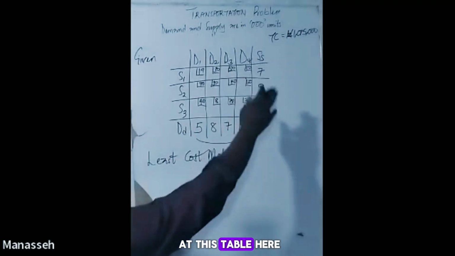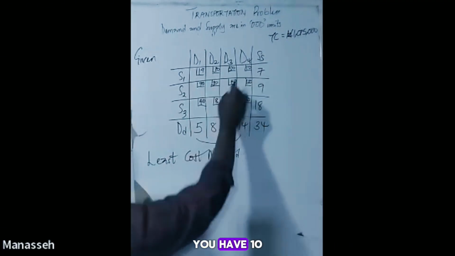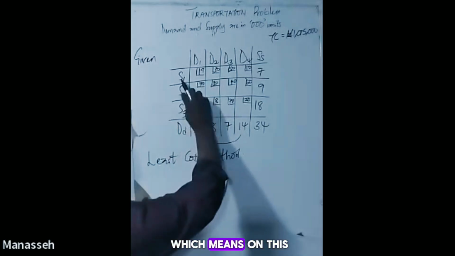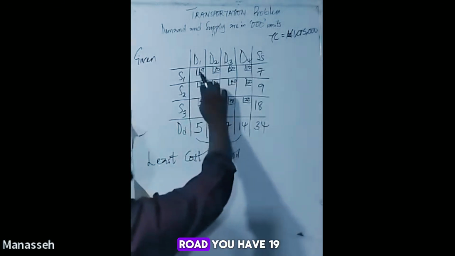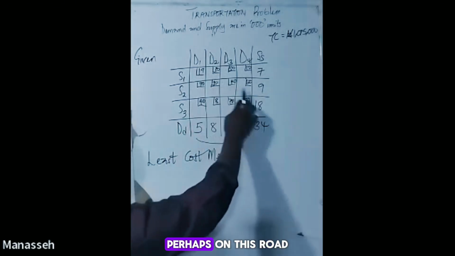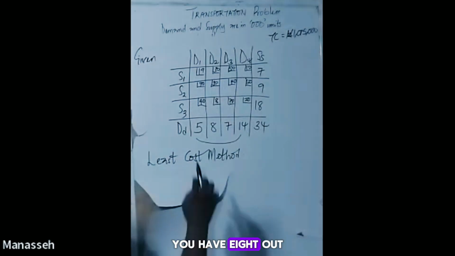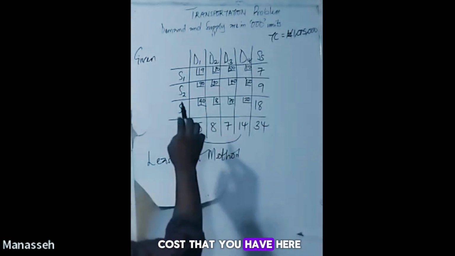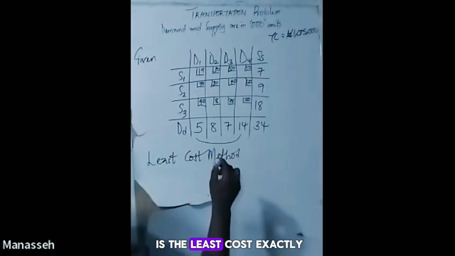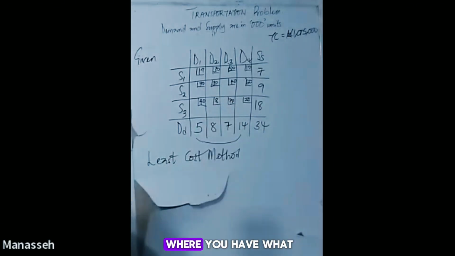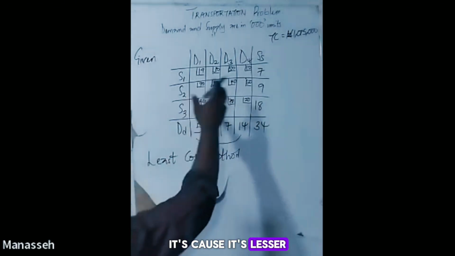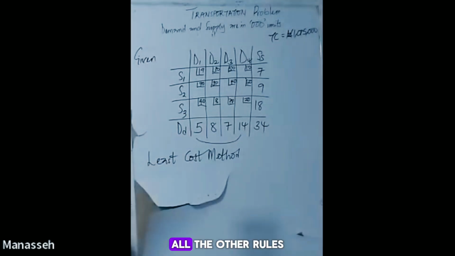If you look at this table here, we have 19, you have 10, you have 8. So on this row you have 19 and 10, perhaps on this row you have 30 and 40, on this row you have 8. Out of all the least costs that you have here, where is the least cost exactly? The least cost is here where you have 8, because it's lesser than the other least costs that you have in all the other rows.